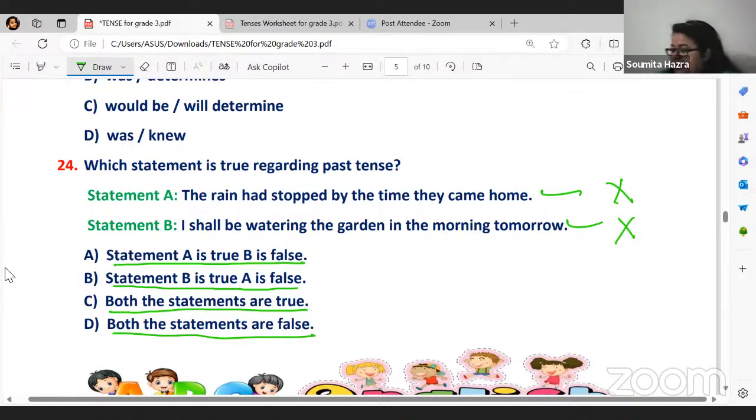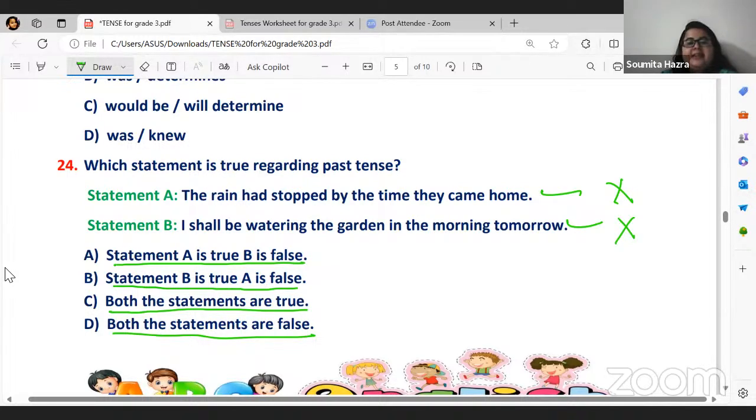The options are difficult. You need to tell me which one is the correct option. Both the statements are true. Someone is saying both the statements are false.